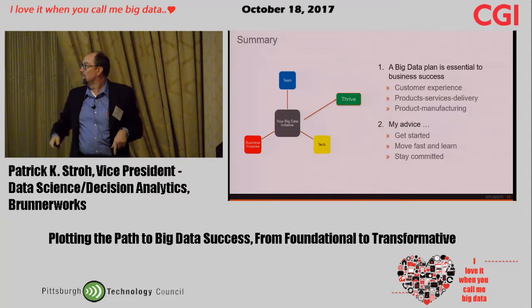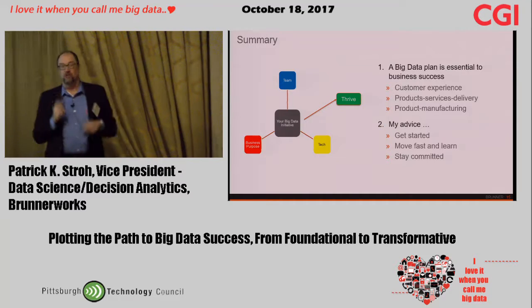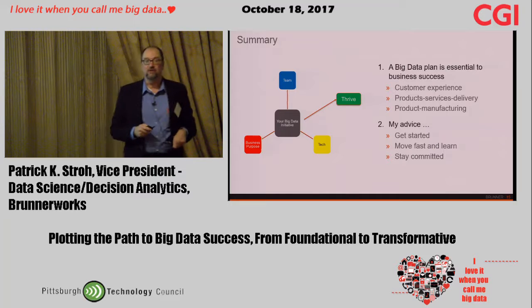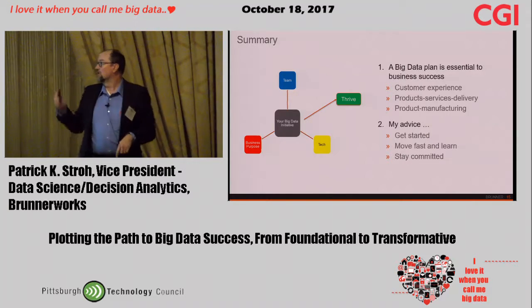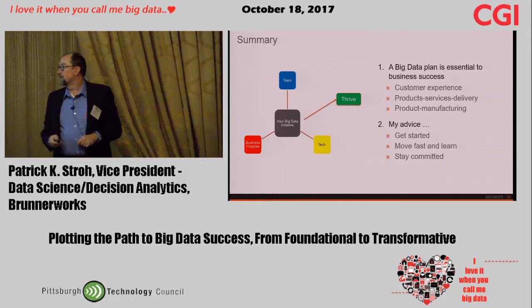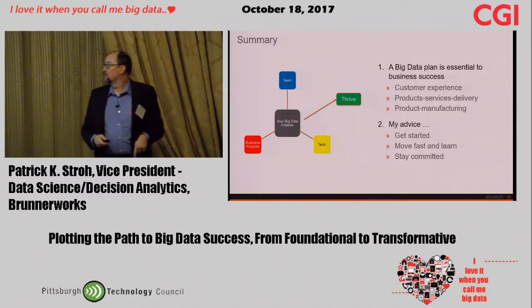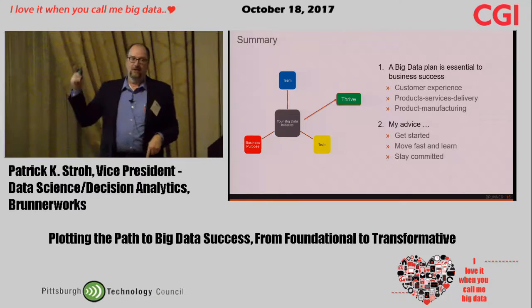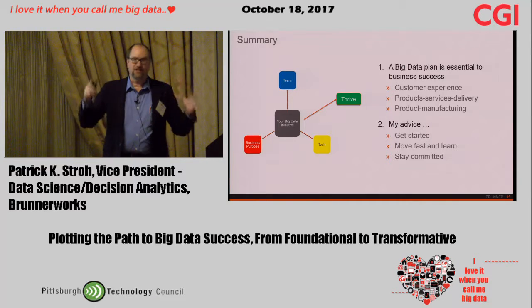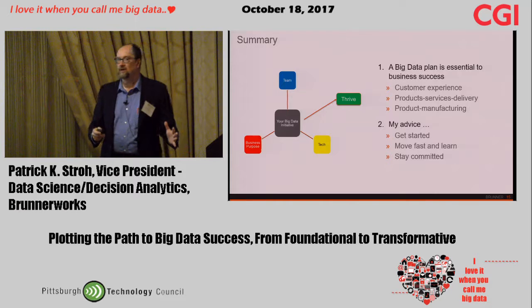Finally, in summary, big data is essential to your business success. I think everyone here at this meeting would agree with that. I would say it's focused very strongly on improving customer experience and products and services and delivery. My advice, if you're not already, get started. Number 2, move fast, fail fast and learn, okay?